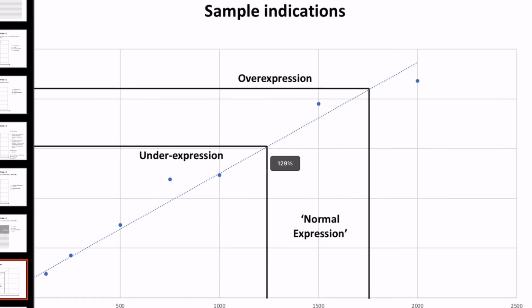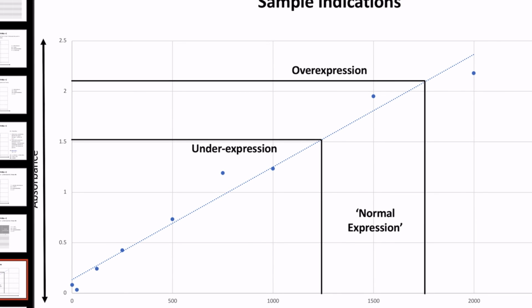You can also use these types of graphs to determine if expression is normal, under or overexpressed based on standard expected values, which can be added onto the graph.